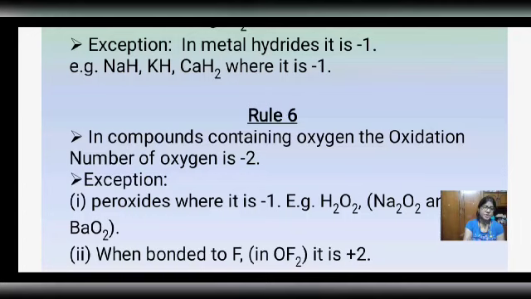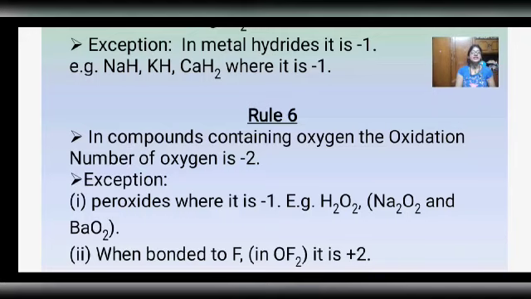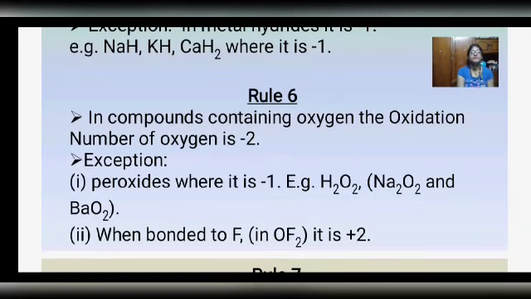But there are exceptions as well. For example, peroxides like hydrogen peroxide, H2O2, sodium peroxide, in all these cases oxygen is assigned a charge of -1. Only in case of peroxides oxygen will be assigned -1, but in all other cases oxygen will be assigned -2. Hydrogen, generally speaking, when it is associated with a non-metal, will have a charge of +1, and so its oxidation number is +1. But when it is associated with any metal to form a compound, its charge is -1, so it will have an oxidation number of -1.